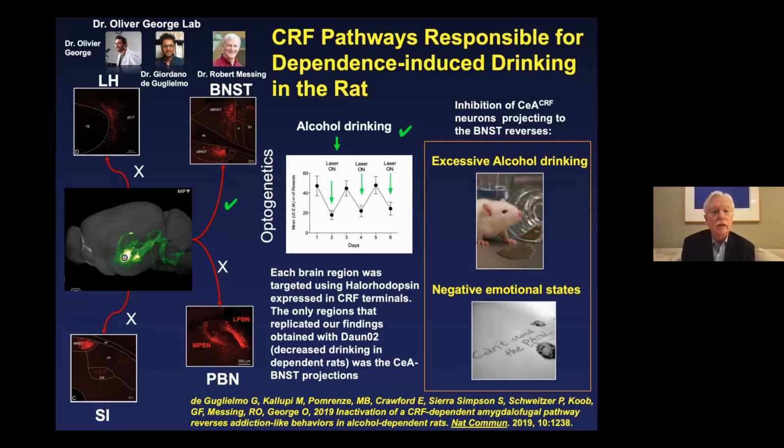And you can see that when they turn on the light, and they actually shine the light on the central nucleus of the amygdala, when the laser is on, it decreases the drinking of the animals. When the laser is off, they go back to regular drinking. And that can be replicated with shining the light and activating halorhodopsin in the bed nucleus of the stria terminalis, but not when the light is shone in the lateral hypothalamus, the substantia innominata, or the parabrachial nucleus. And this leads to the hypothesis that there is probably a projection and interaction between the central nucleus of the amygdala and the bed nucleus of the stria terminalis in driving the circuitry involving CRF activation during alcohol withdrawal.